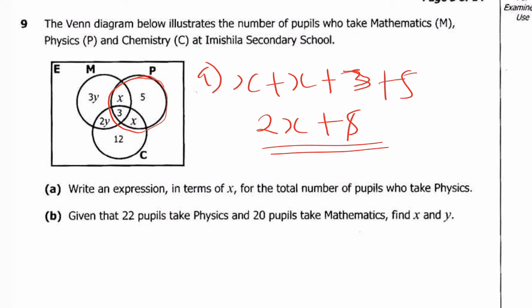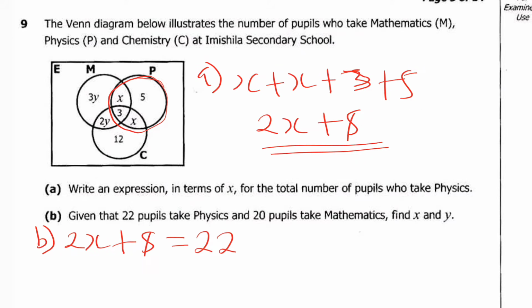Simple. Okay, then the second question, which is question B, we are asked to calculate the values of x and y, given that 22 pupils take physics and 20 take what? Mathematics. Okay, so this is very simple. Of those that take physics, so we have B here. Of those that take physics is just 2x plus 8 is equal to what? We are given 22, so we're going to say 22.